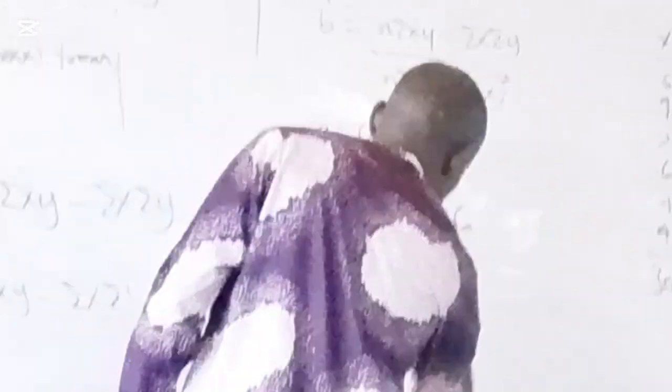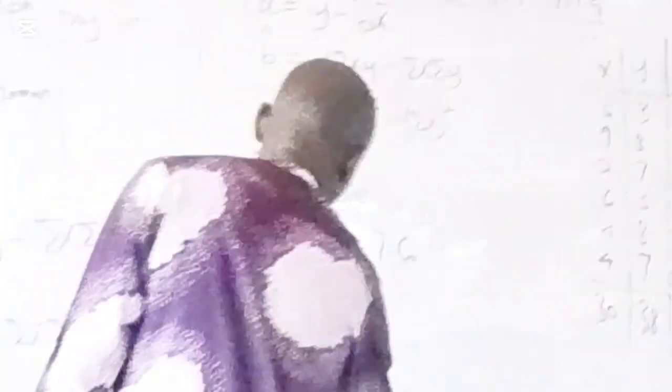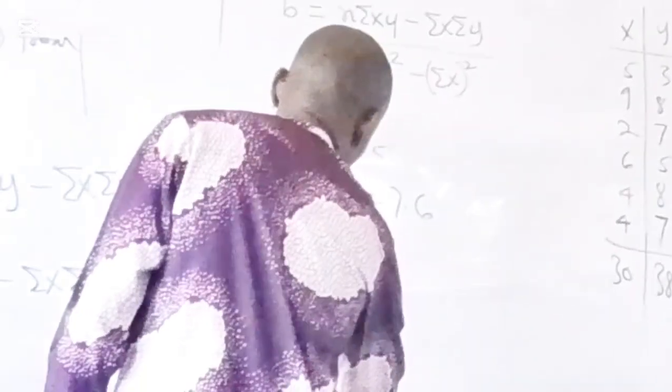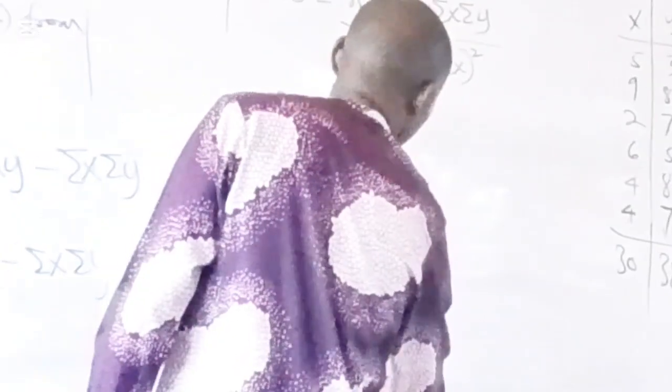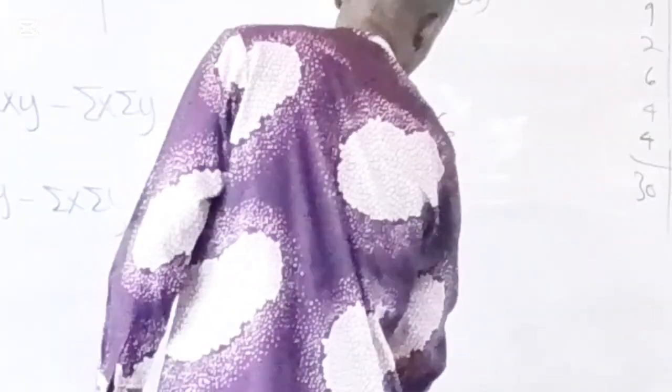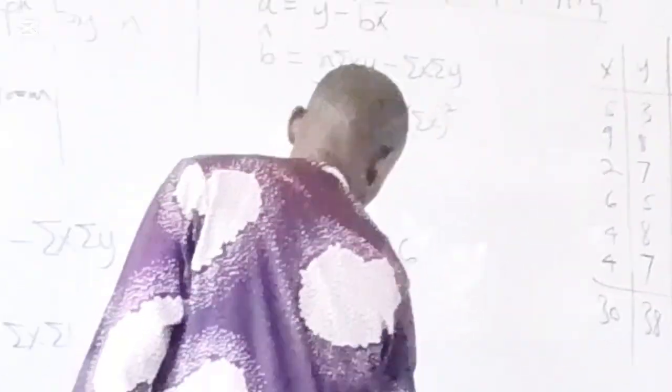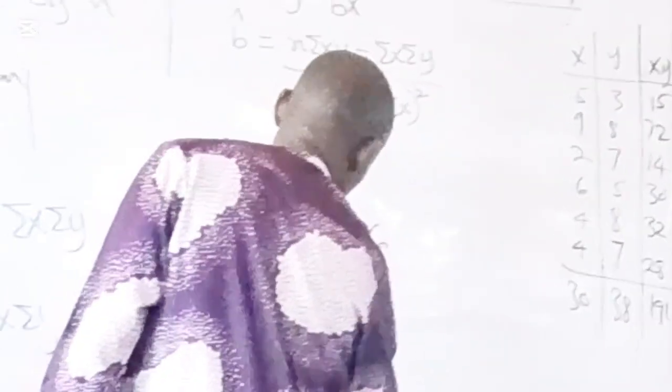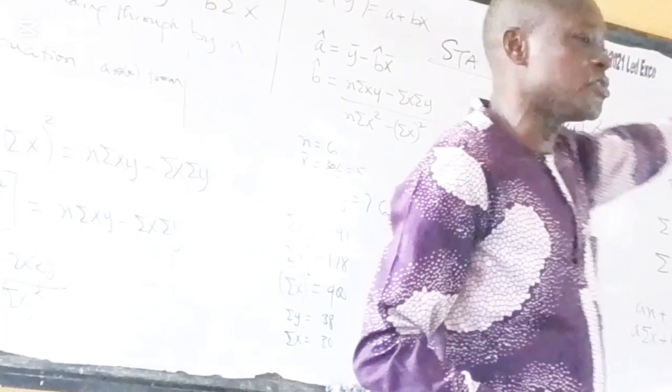Sum of y is equal to how many? 88. Sum of x is equal to what? We have all the values here. We can now simply substitute the values into those formulas. Are you okay? Yes, sir. We can now substitute the sums.